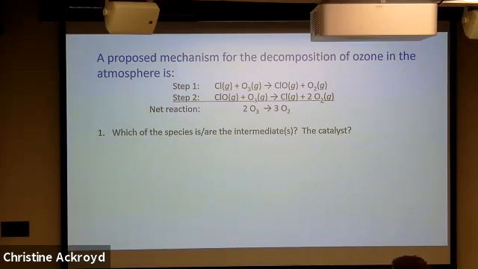So the first thing you look for: both intermediates and catalysts don't show up in the net reaction. So the things that are not starting materials or products are the chlorine atom and the ClO, right? Which one is a catalyst and which one's an intermediate, and how do you know? Tell your neighbor.